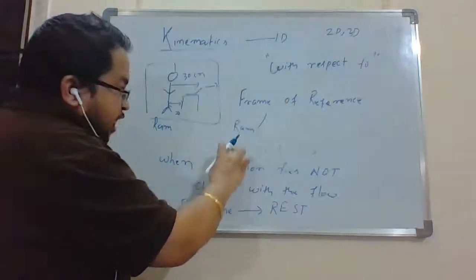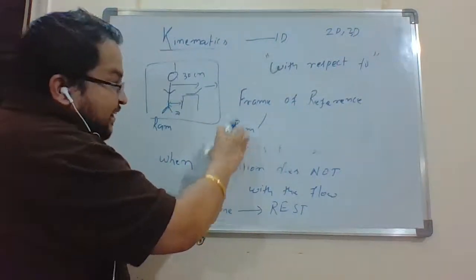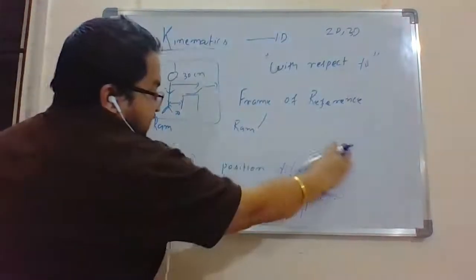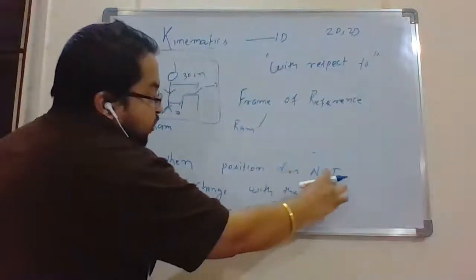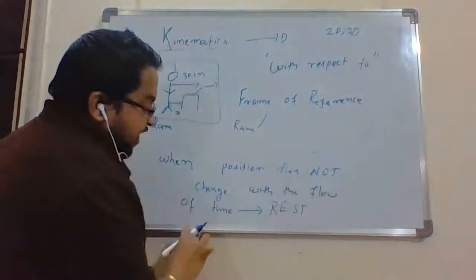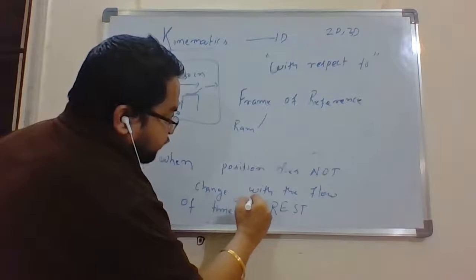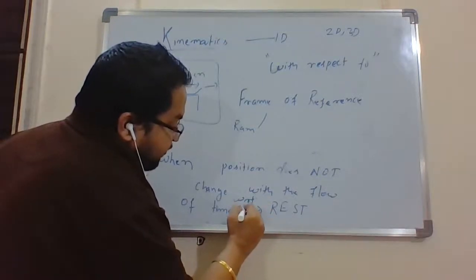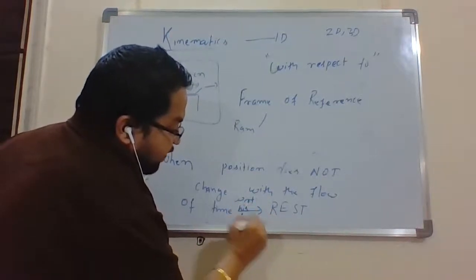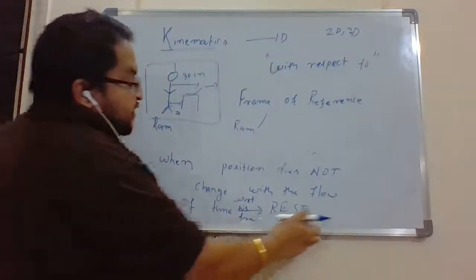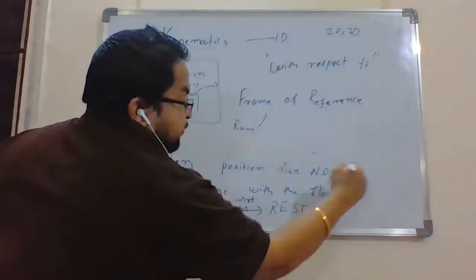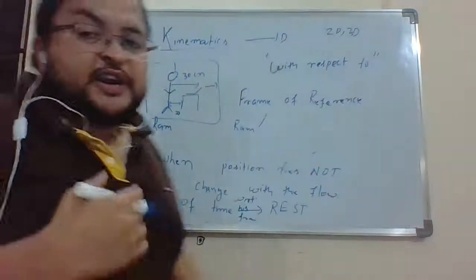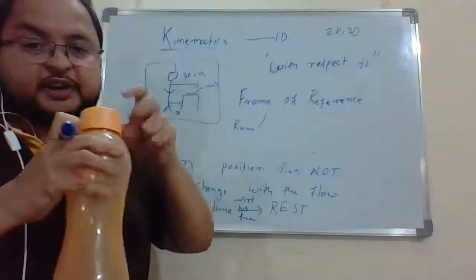So here, Ram was the frame of reference, and in this frame of reference, when he found that the position of something does not change with the passage of time, with respect to himself or the frame of reference, then we say something is at rest. And when the position is changing, we say that body is in motion. Let us try to depict it in a graph.